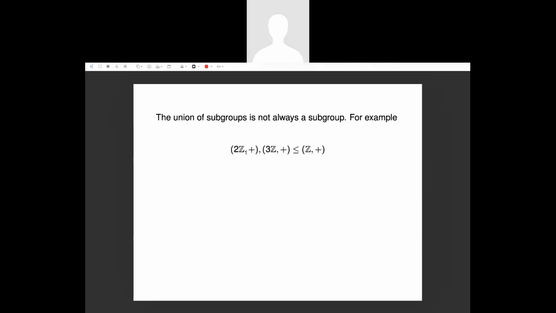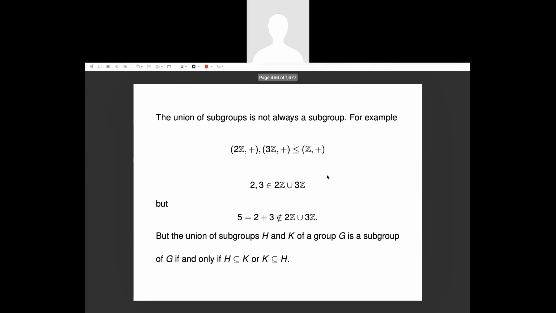You see, the elements of the union are 2Z-type or 3Z-type elements. So 2 and 3 are elements of 2Z union 3Z. When we take the sum of these two, 5 does not belong to the union, since 5 is not in 2Z and not in 3Z. So 5 does not belong to 2Z union 3Z. This means 2Z union 3Z is clearly not a subgroup of G.